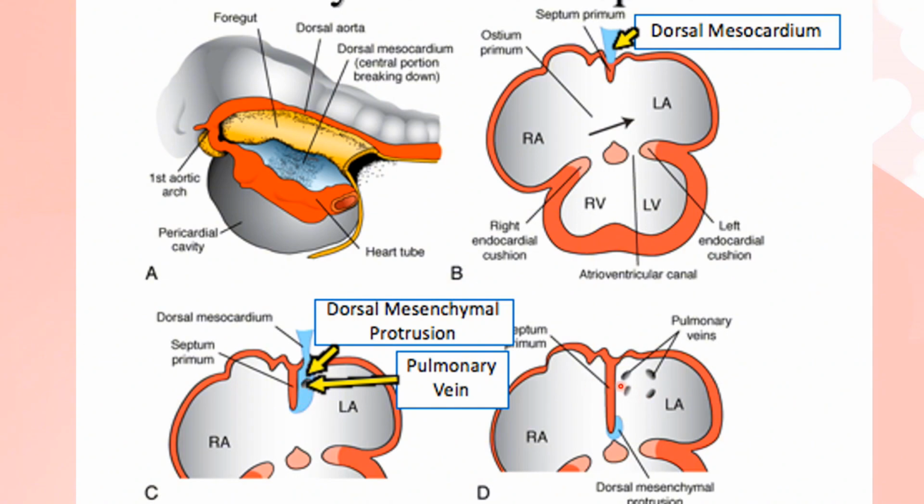So as a result, you can see four separate openings of the pulmonary veins into the left atrium. So you can see the right atrium, the left atrium, and this is the septum primum which is forming. This is the dorsal mesenchymal protrusion which contributes to the end part of the interatrial septum, and it meets the endocardial cushions over here. This is the smooth walled part of the left atrium, and here is the smooth walled part of the right atrium. This is called the sinus venarum, and this part is formed by the pulmonary veins.